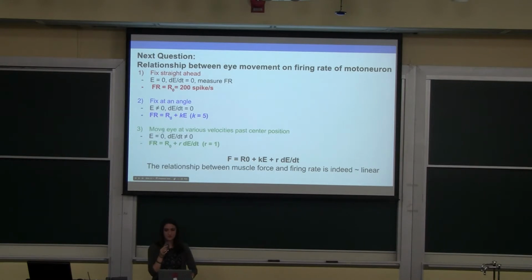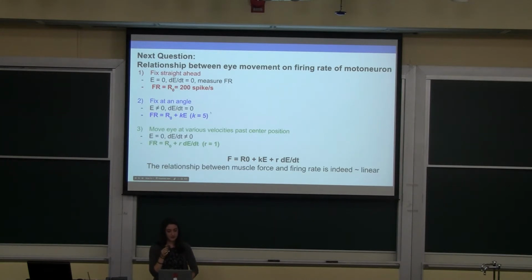And then the next step was to see how the firing rate changed as a function of the velocity of eye movement. And so they had a person move their eyes across the screen and just measure the firing rate at that 0 point in the middle. So the E is going to be 0, but the velocity of eye movement is non-zero.